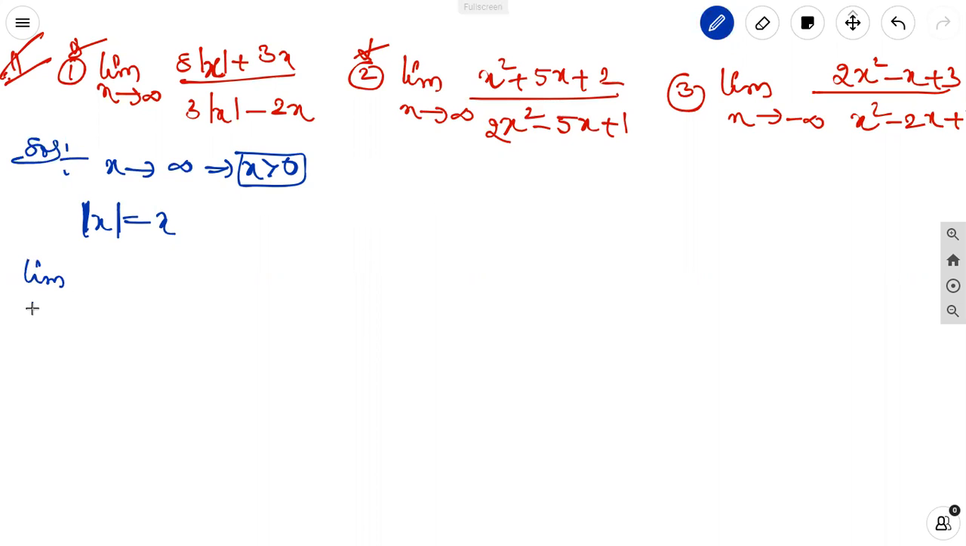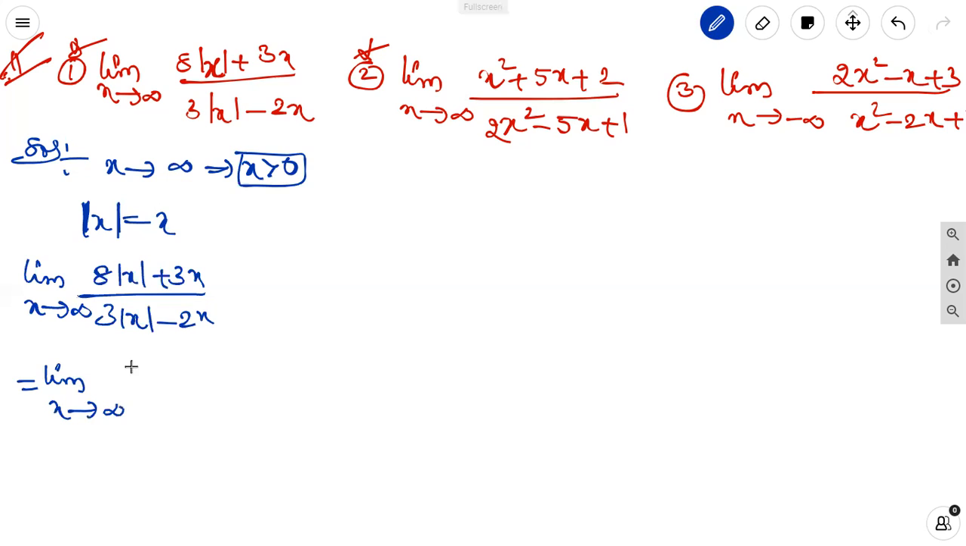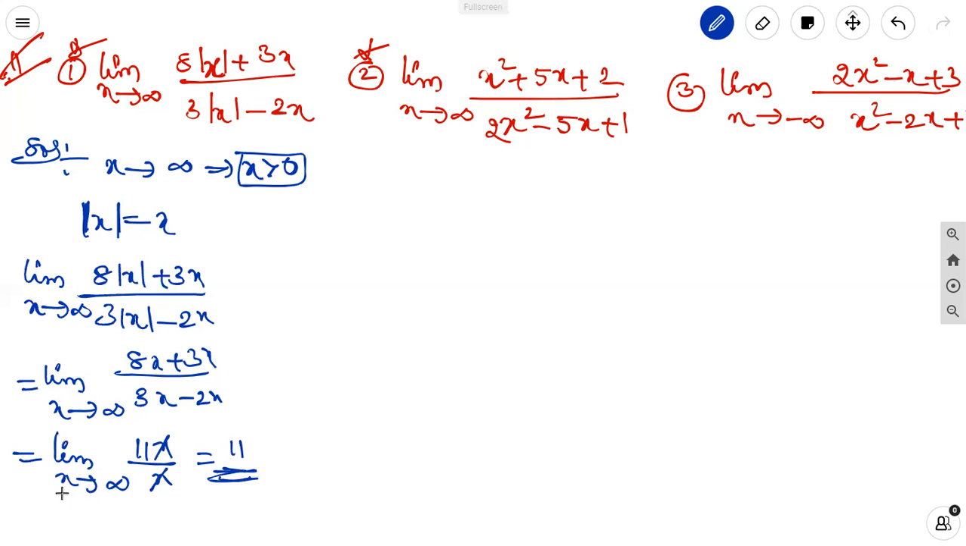So limit x tends to infinity (8 mod x plus 3x) by (3 mod x minus 2x) is equal to limit x tends to infinity (8x plus 3x) by (3x minus 2x). Simplify it: limit x tends to infinity 11x by x. x gets cancelled. We are getting 11, a constant. So there is no x term, no x variable. So it is the limit value.